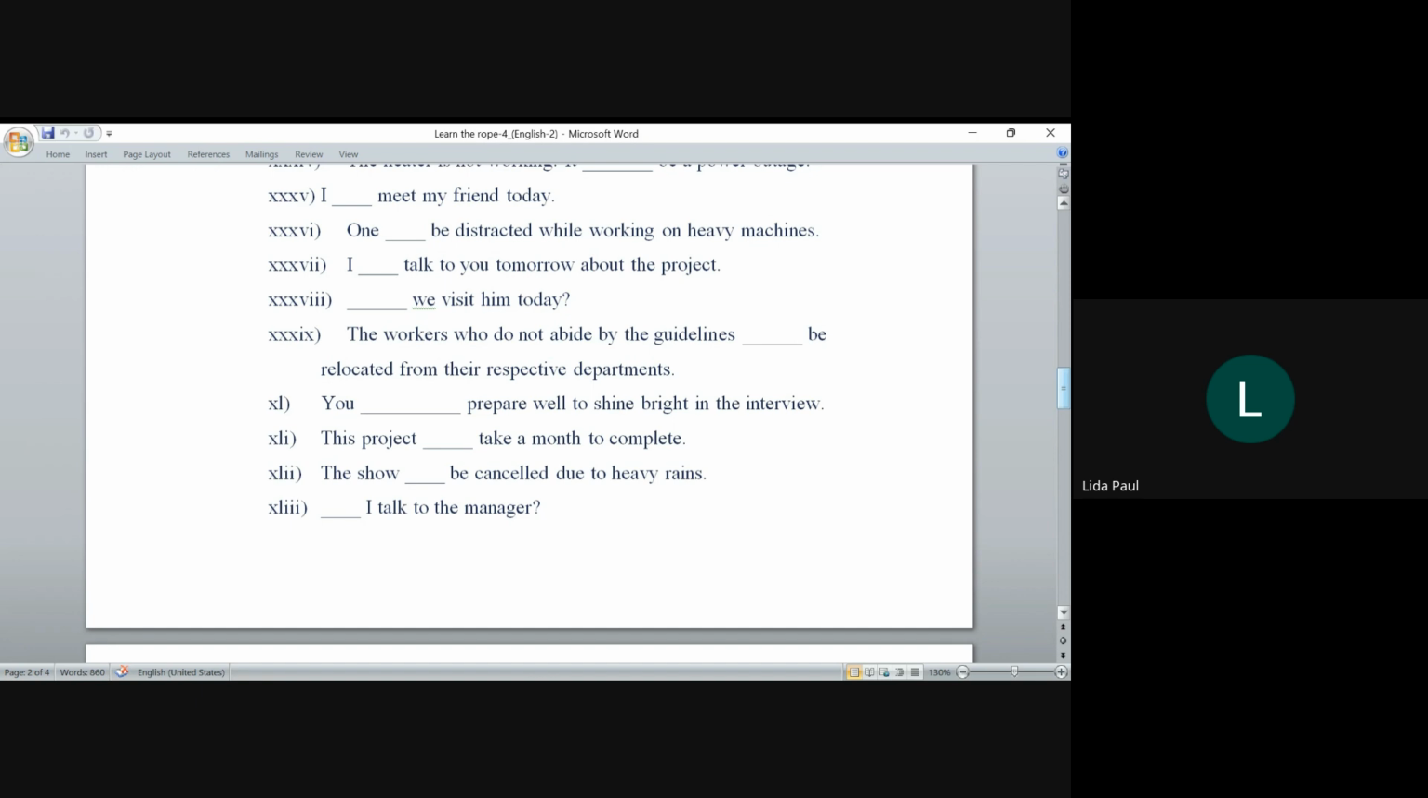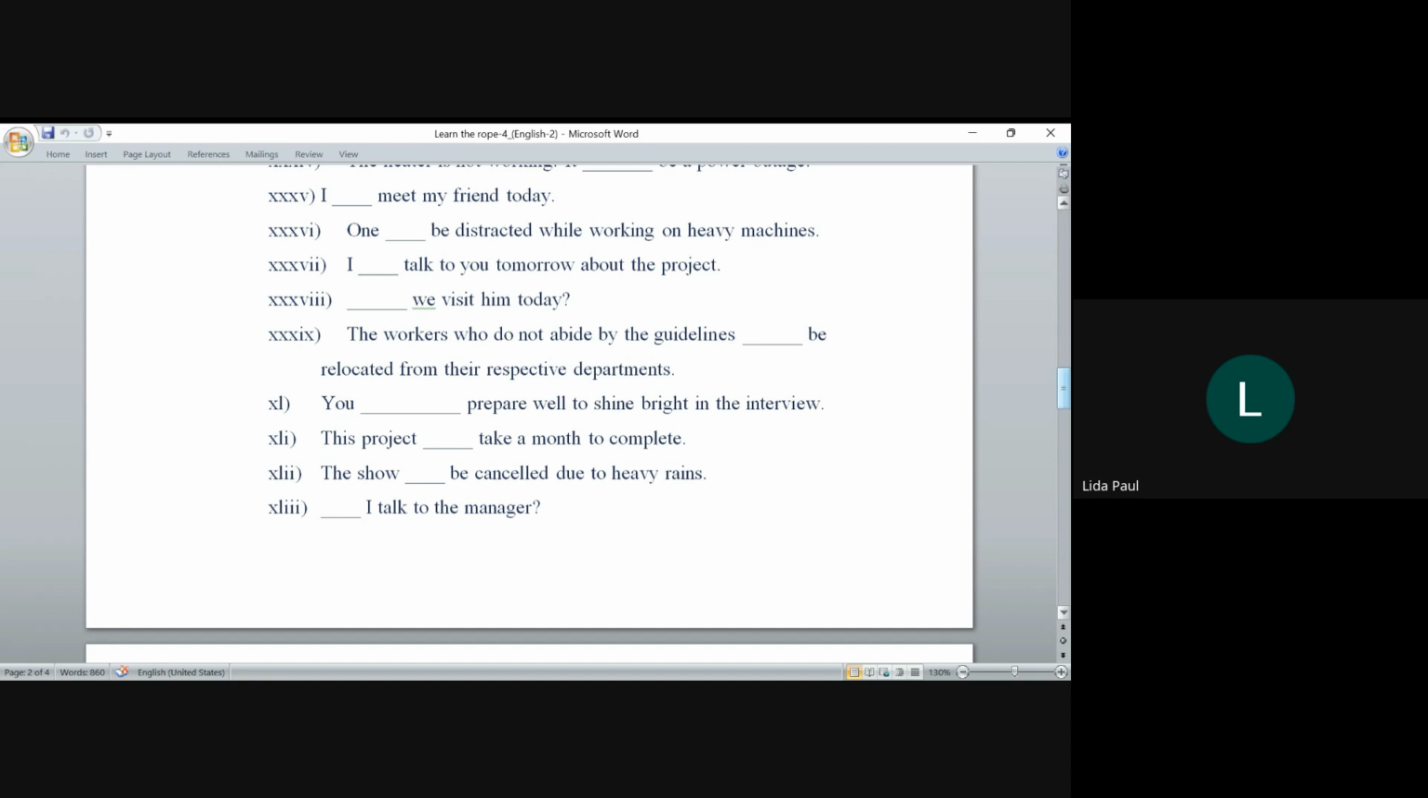Similarly, for question number 38, dash we visit him today, you can either use shall or will. Shall we visit him today? Will we visit him today? Both indicate willingness, right? It's a question on people's willingness, whether they want to visit the person on that given day or not. Both are correct grammatically, but we prefer using will over shall because of the change in use of components in the language. But grammatically both are correct.